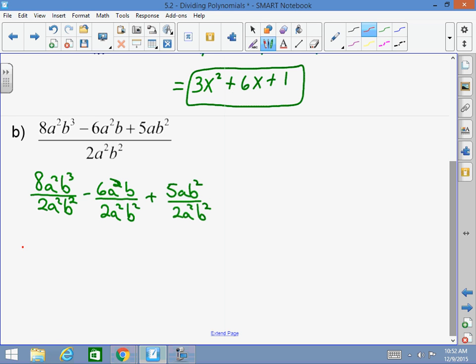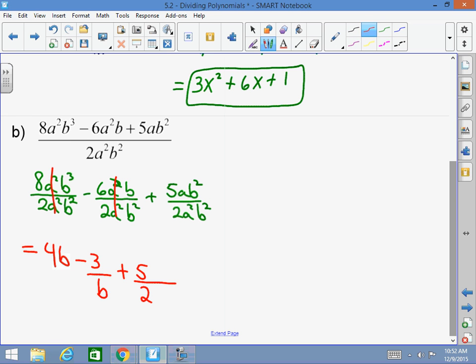Okay. 8 divided by 2 is 4. A squared divided by a squared is 1. B cubed divided by b is b. Done. 6 divided by 2 is 3. A squared divided by a squared is 1. B divided by b squared, I've got a b down in the denominator. Plus 5 over 2, I cannot simplify that, so that's 5 halves.